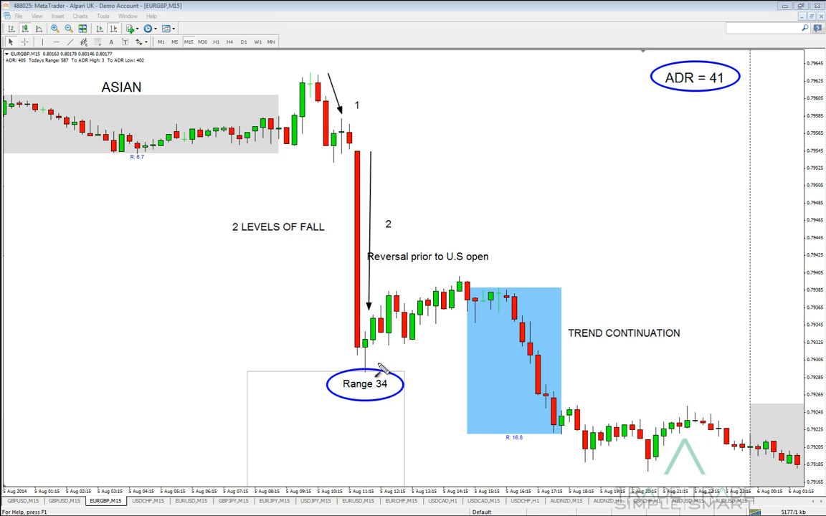We then see that classic reversal prior to the open of the US session, and it's in the form of an ABC or an M formation, and then we see the continuation and the move to the downside. Okay, so it's something that you will begin to see automatically.